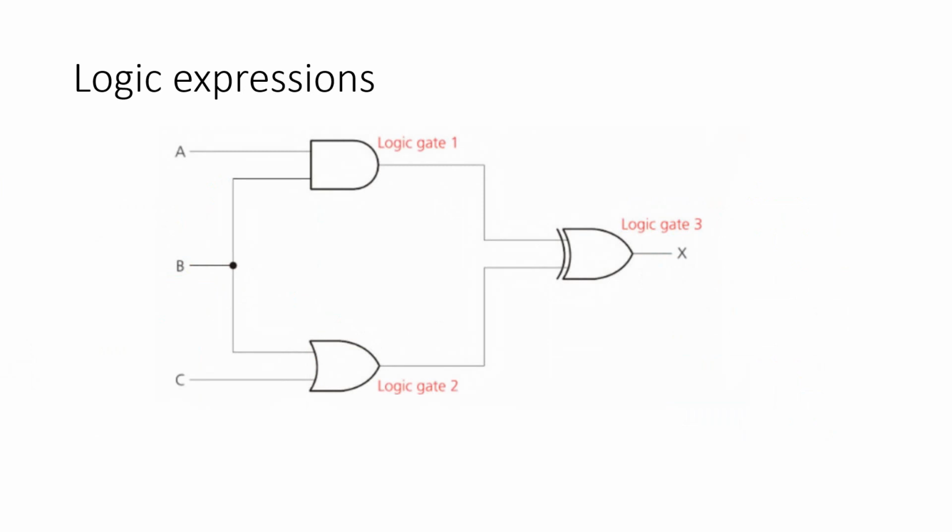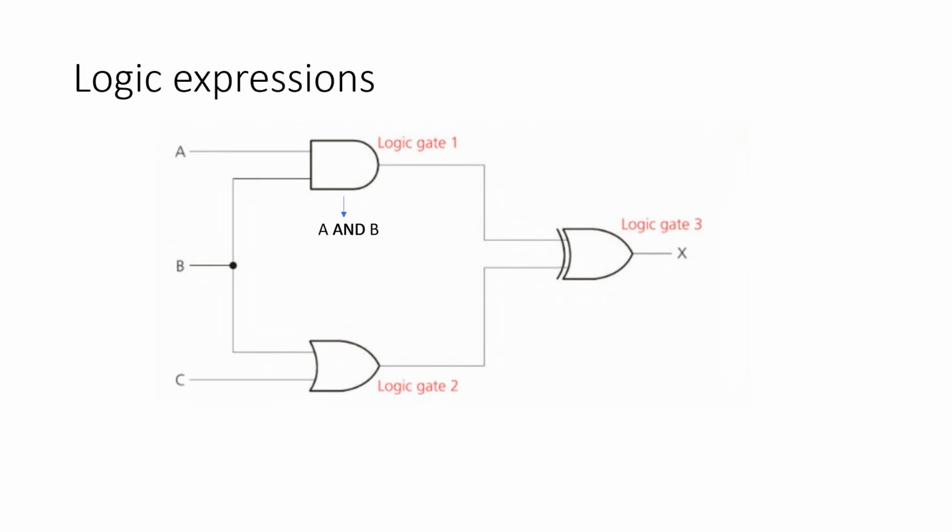Now let's create a logical expression. Here there is a circuit which has 3 inputs A, B and C, and there are 3 gates which are AND, OR and XOR. To create an expression, let's consider logic gate 1 which is an AND gate, and what we will be doing is just writing AND there. Then there are 2 inputs which are coming to AND, which are A and B. We'll be writing that A and B. Okay, that part is over.